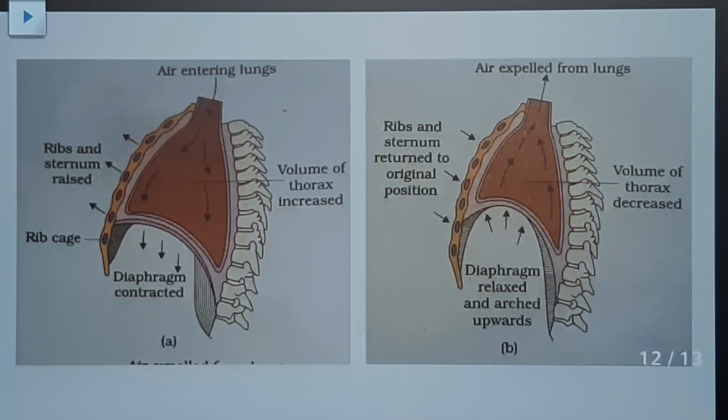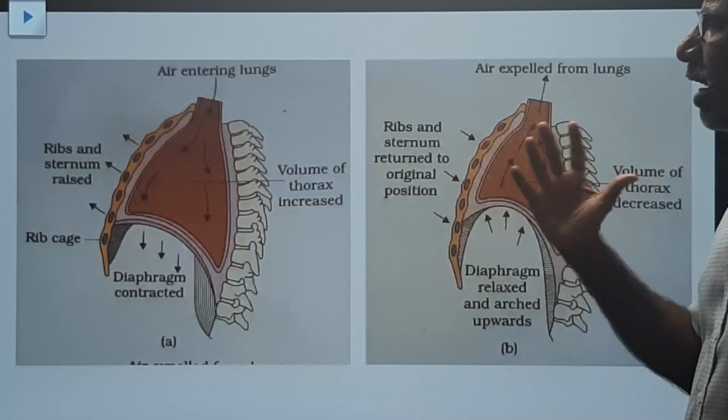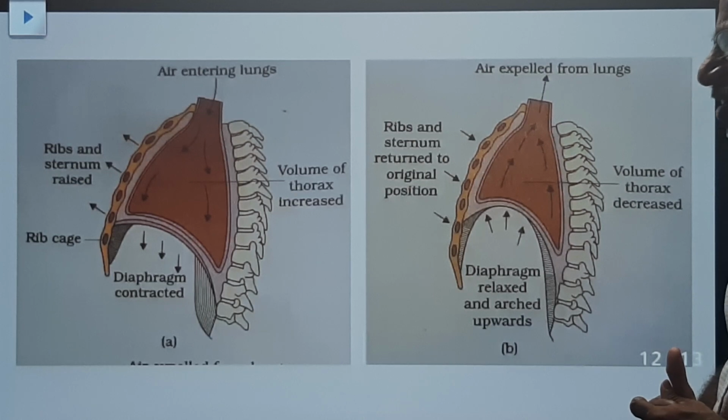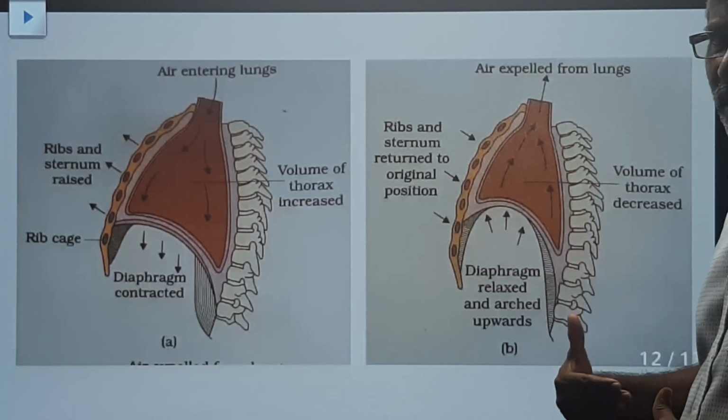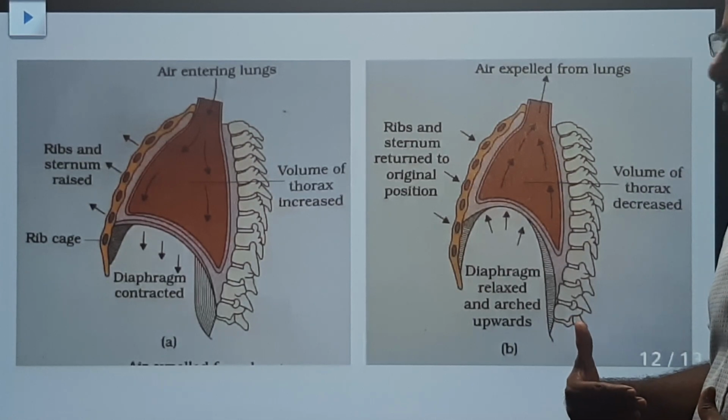Now we discuss the diagrammatic explanation of inspiration and expiration. Okay?